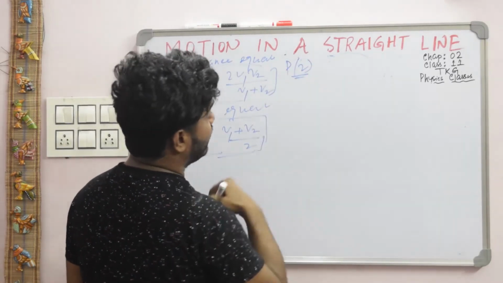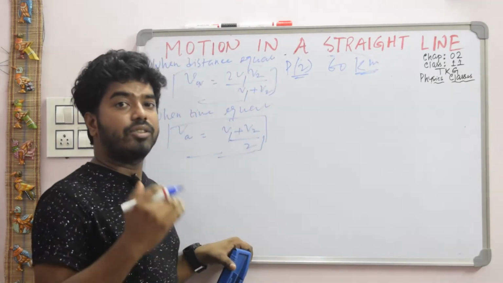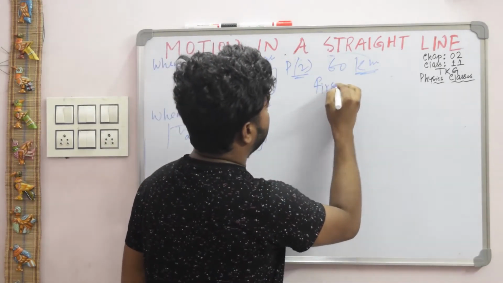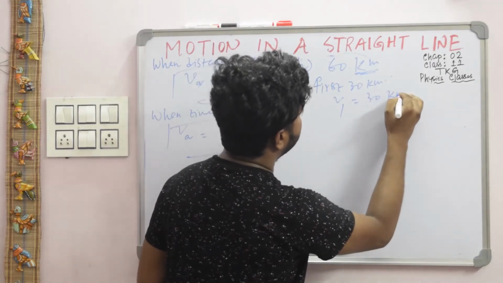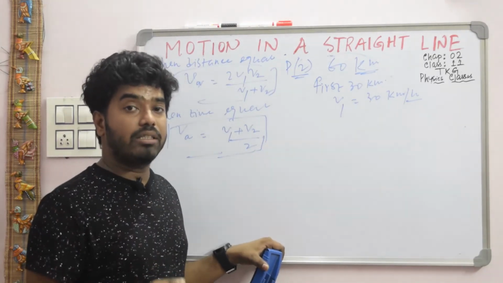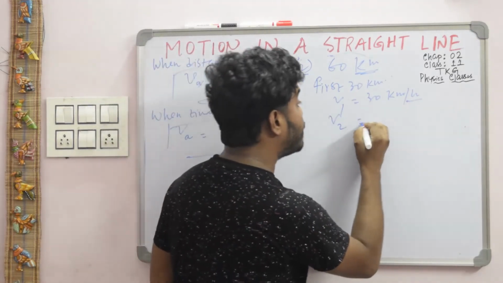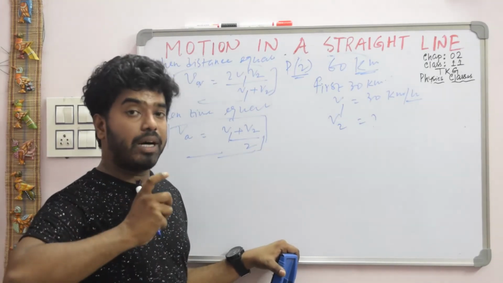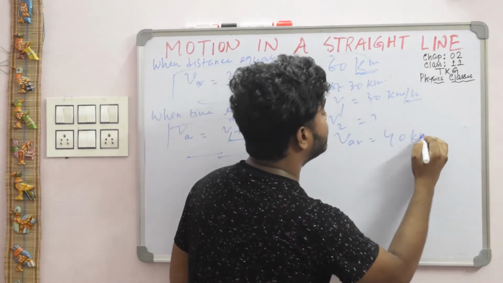A train on a 60 kilometer track, the total track is 60 kilometer, a train traveling the first 30 kilometer with a speed of 30 kilometer per hour. It is given. Now the question is, you have to calculate the speed for the next 30 kilometer, that is we have to calculate V2, and the question says that for this purpose, for the entire trip, the average speed must be equal to 40 kilometer per hour.